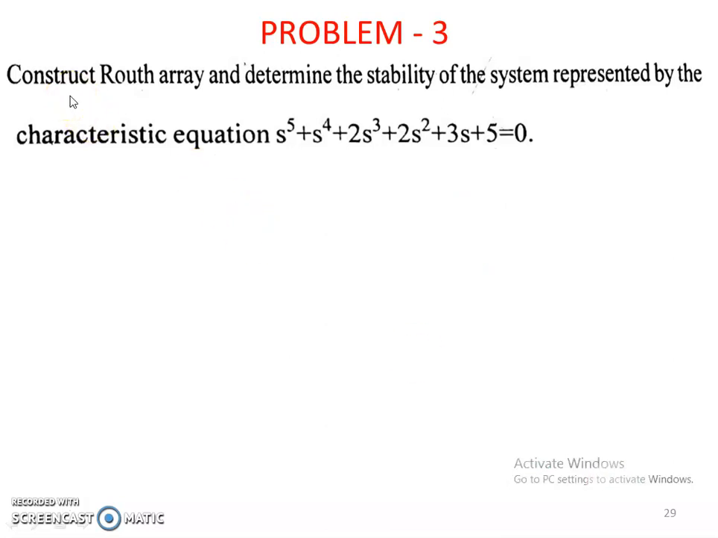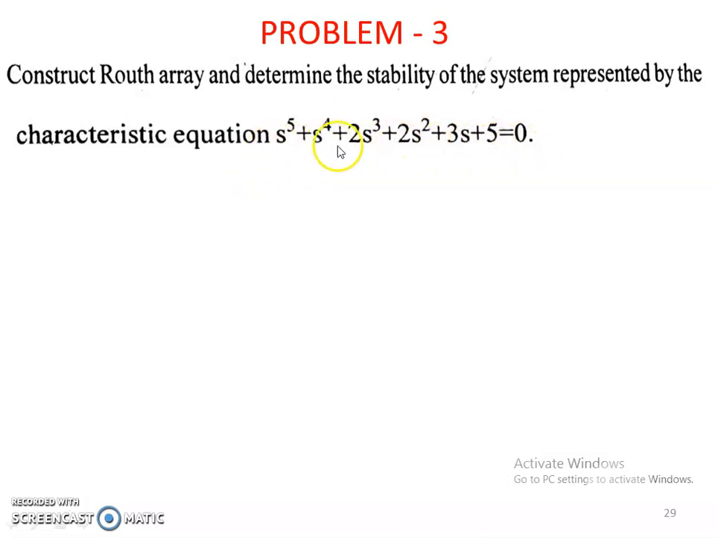So we are going to see a problem. Construct the Routh array and determine the stability of the system represented by the characteristic equation s to the power 5 plus s to the power 4 plus 2s cube plus 2s square plus 3s plus 5 is equal to 0. This is the given characteristic equation.